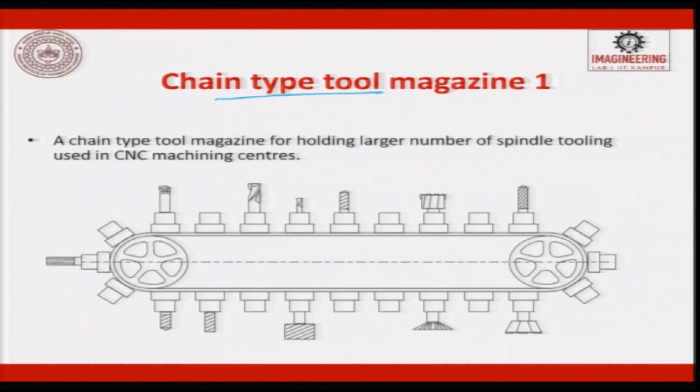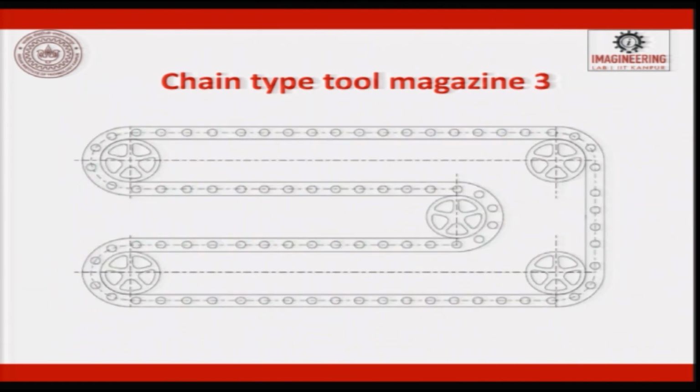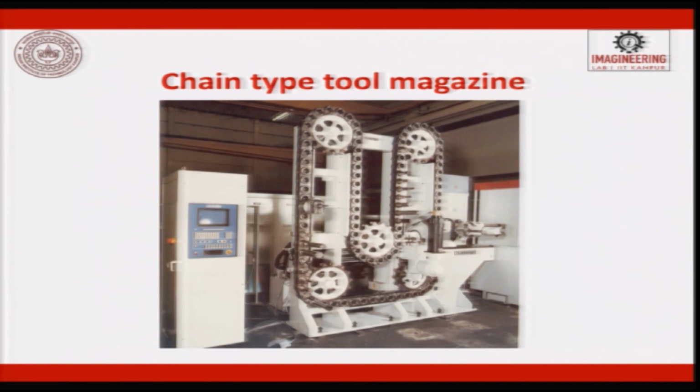There is a chain type tool magazine, where you can have more tools. You will have a chain type tool magazine for holding a large number of spindle tools used in CNC machines. If you want more, today we are talking about 256 tools held in a die manufacturing company, where you will have 256 tools mounted on a single CNC machine. So, it is more complex. This is a chain type, so you will have more tools loaded.